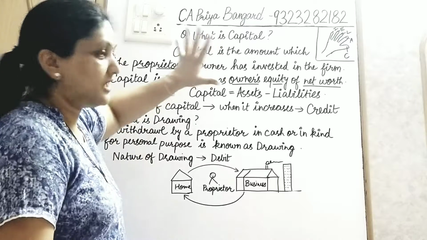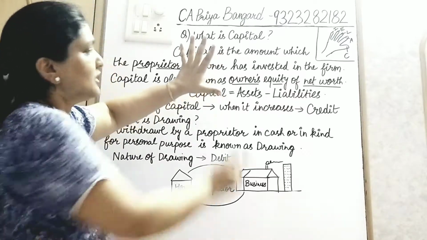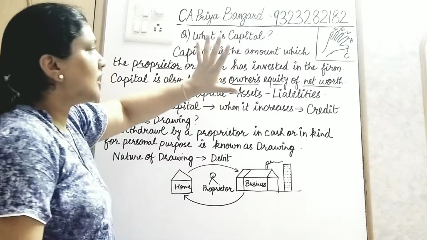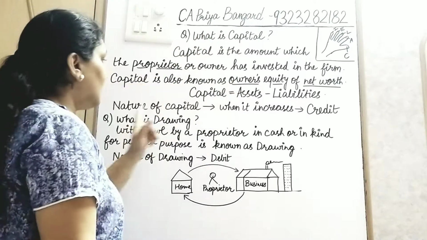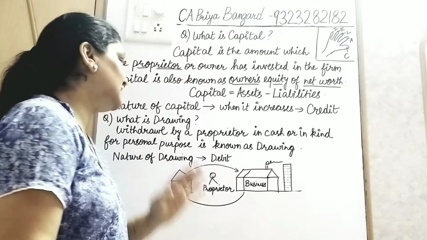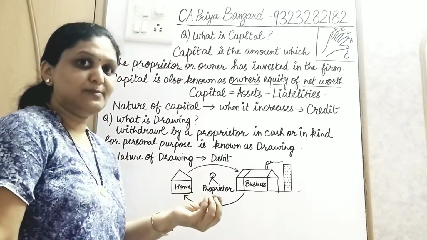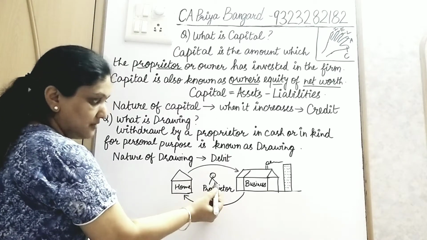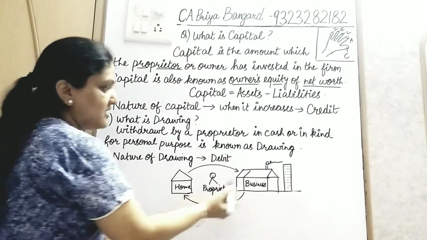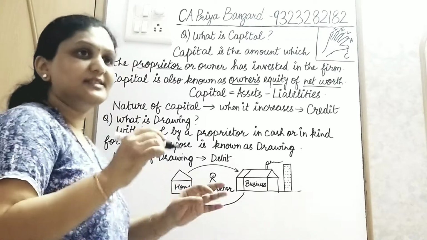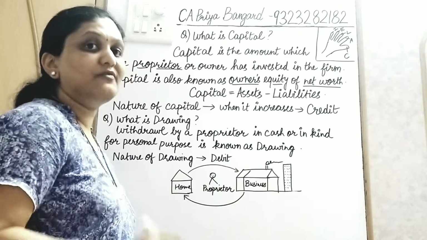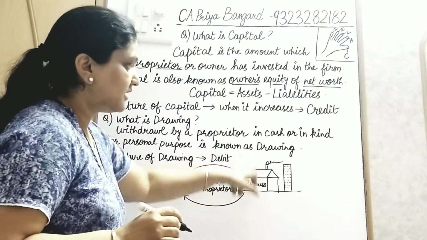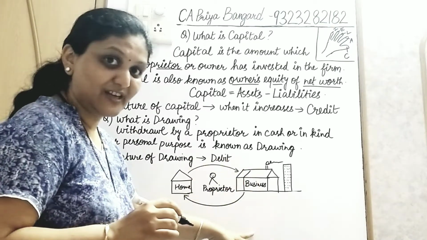We were talking about the hand concept, in which I say that the thumb is the capital. Okay, so now understand what is capital and what is drawing. But before that, let me explain with the help of an example. This is your home, this is you, this is your home, and this is your business. For example, you have a business of manufacturing shirts, and here is your factory where you are manufacturing shirts.